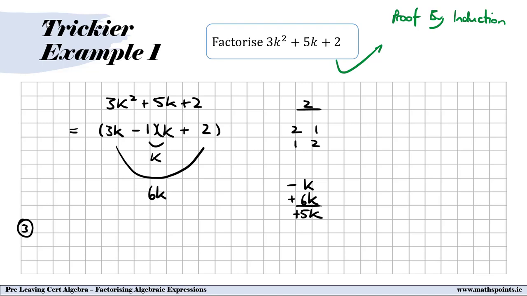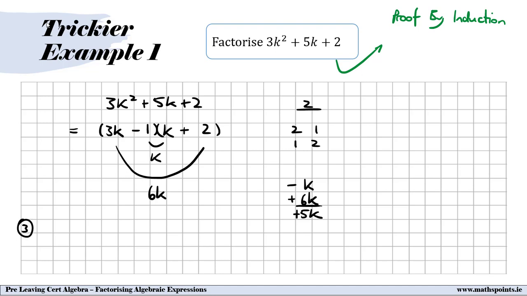Now minus 1 times plus 2 is minus 2, and we need to have plus 2 as our final term in our expression. And so we can't have a minus by a plus in the brackets. So that's the test on which this fails. The third test it passes. The inner terms would multiply to give minus 1k, the outer would multiply to give 6k, and 6k minus 1k is plus 5k.